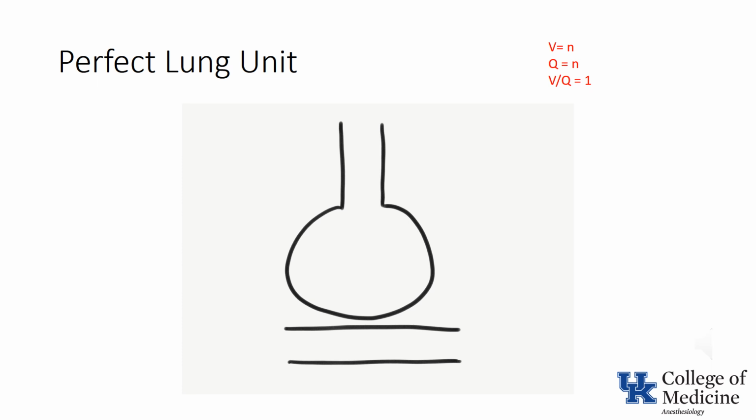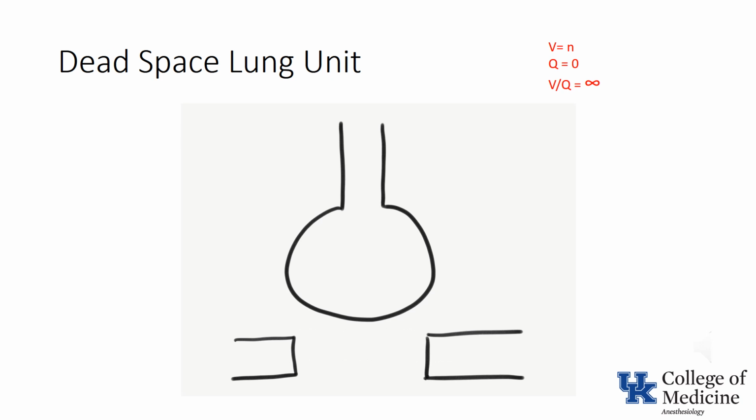When contemplating ventilation-perfusion matching, the lung can be considered to constitute 5 different types of lung units. Perfect alveoli, where ventilation and perfusion are perfectly matched, producing a VQ ratio of 1. Dead space lung units occur where there is ventilation in the absence of perfusion and the VQ ratio is infinite. This occurs with a pulmonary embolism.